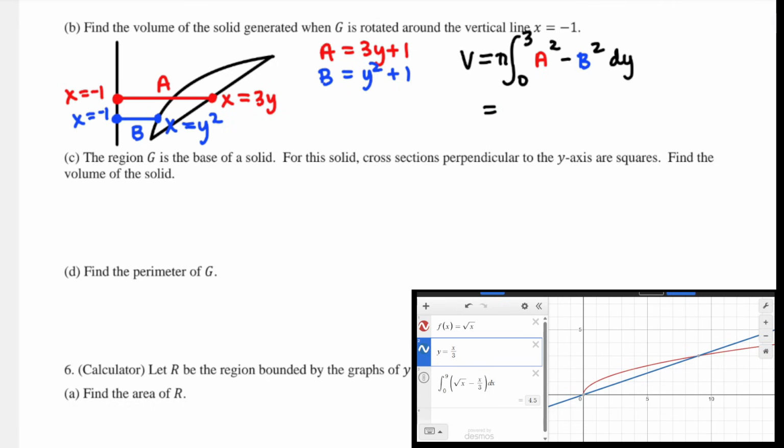Okay, but now at this point we've got some work to do. We have to type in a equals 3y plus 1, b equals y squared plus 1. We definitely don't need to be looking at those. Those aren't really helping us. Pi times the integral from y equals 0 up to y equals 3. Let's raise that up a little bit. Of a squared minus b squared dy, and that's 130.062.